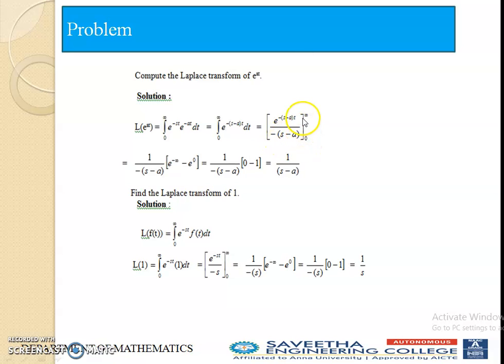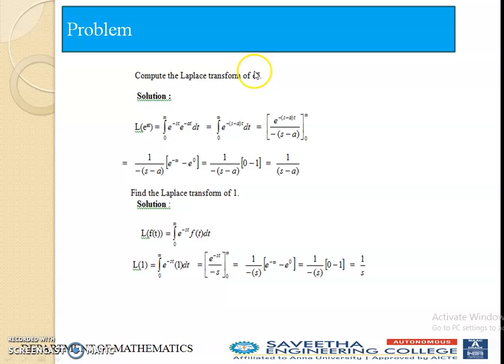So the limit is 0 to infinity. Replace t equal to infinity, then t equal to 0. So e power minus infinity minus e power 0. We can take 1 by s minus a outside here. So e power minus infinity is always 0. Anything power 0 must be 1. So therefore the answer is 1 by s minus a. So L of e power at is nothing but 1 divided by s minus a.